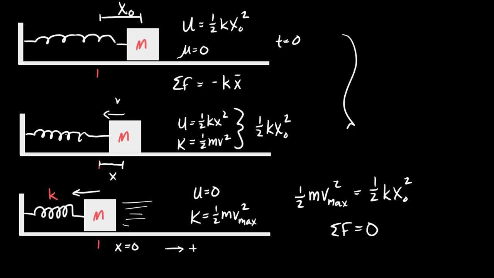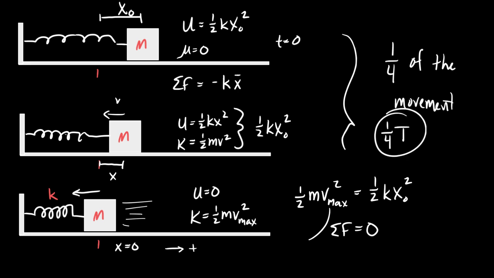This represents 1/4 of the movement. Eventually, we'll make it back to this position, but we are only 1/4 of the way there. So this is 1/4 of the period. We pass this point, we'll travel to x naught on the other side and stop, and then come back.